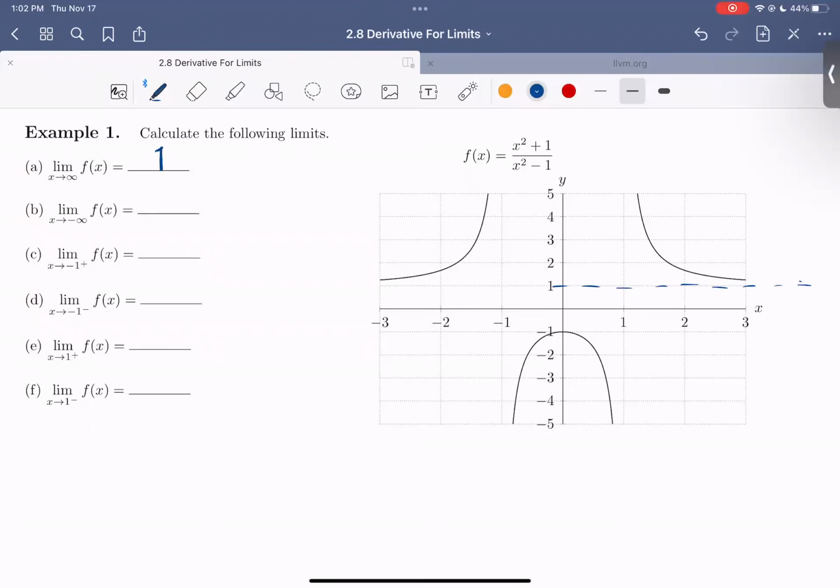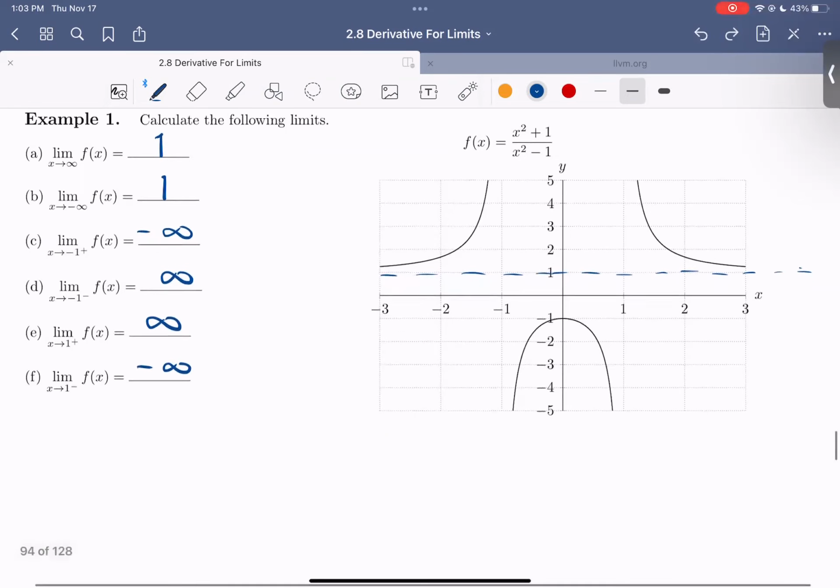Now looking at the graph, try to determine the other limits that you see written here. Please pause the video and work out those estimates on your own. So here are the limits looking at the graph, and I'll just say a few things about some of these parts. Let's look at, say, part C together.